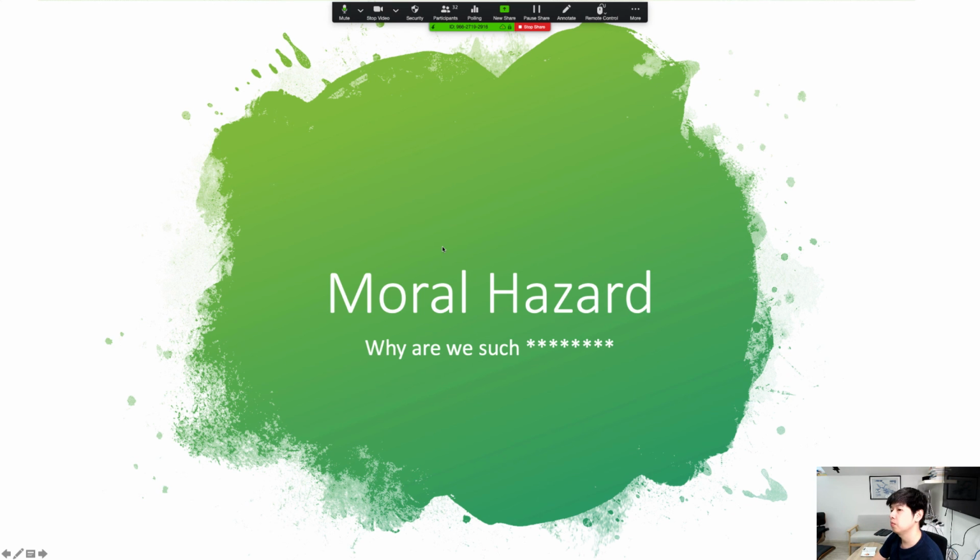I better stop here on the principal-agent problem, because that's not even really explicitly tested. The next two things are explicitly tested, so I'm going to go through those.